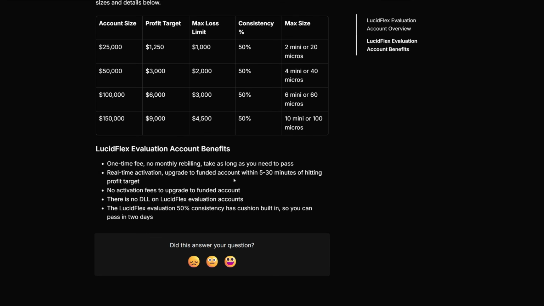Now, something that is different than a lot of other prop firms out there, and this is not the one rule that I'm going to talk about in the end, but real-time activation. So as soon as you pass the evaluation, you don't have to wait till 5 o'clock, 6 o'clock, once the market closes. Automatically, within 5 to 30 minutes of hitting that, you will automatically be moved into a SIM-funded account. Now, there is no activation fee like we talked about before, no DLL rule, Lucid Flex evaluation, 50% consistency, has cushion built in so you can pass in 2 days.